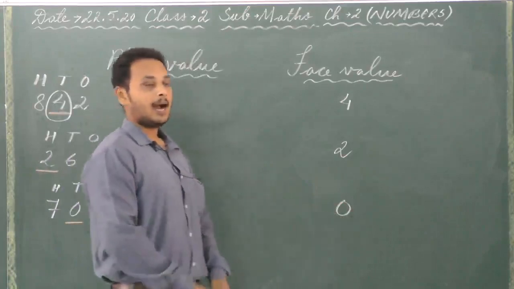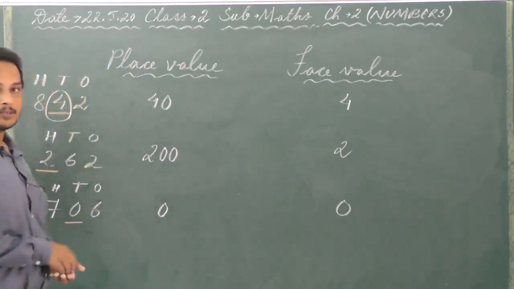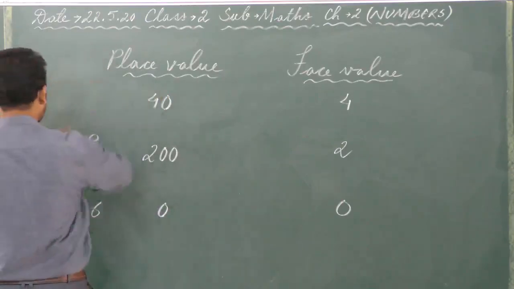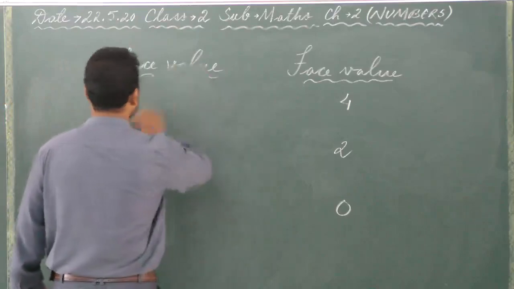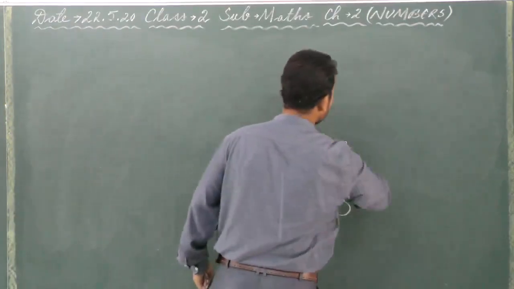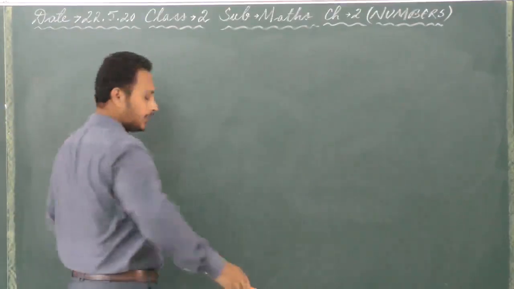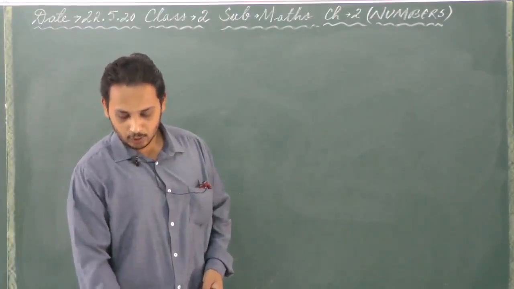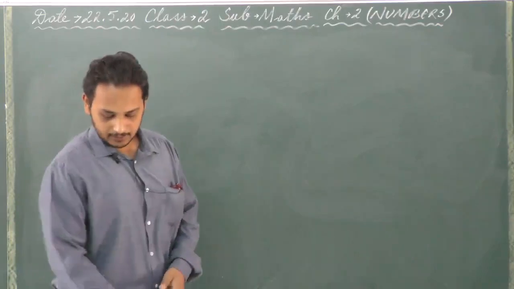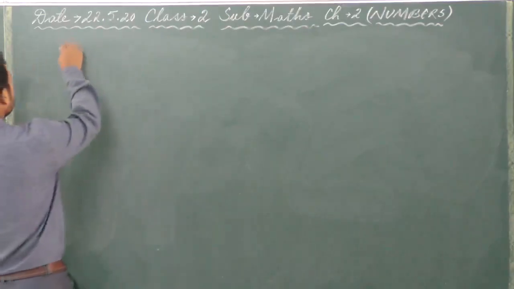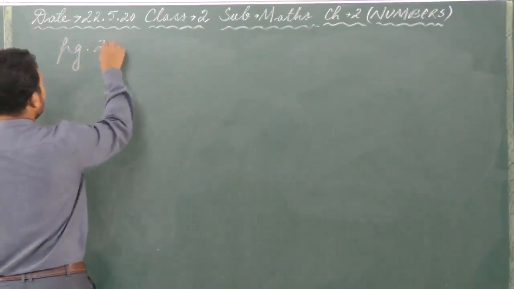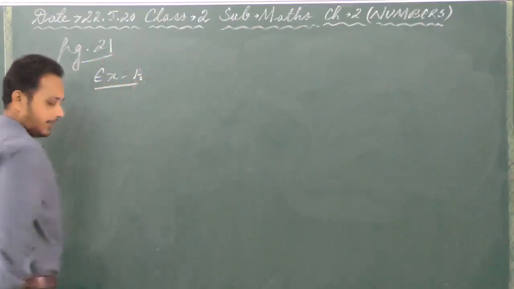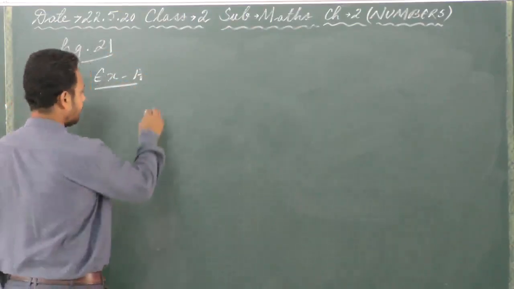Is it clear? I hope you have understood these examples. Okay, so based on this, on page number 21 you have an exercise given. I will do the first number with you, and the remaining numbers you will do as your homework. Okay, so this is on page 21, exercise A.